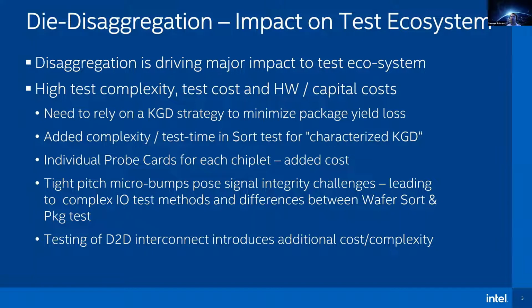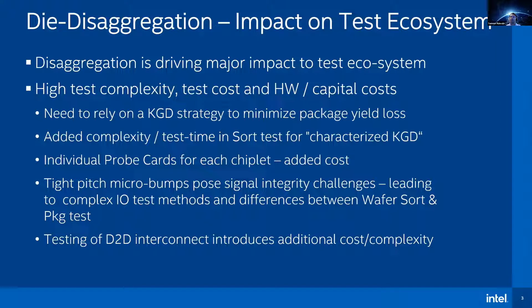You want to make sure that each chiplet is known good die so that you don't fail at the package level, and that's very expensive because you're throwing away the substrate and you're throwing away other die on the package as well. Lots of complexity to support this strategy of known good die. Lots of test time in wafer sort to do what we call, quote unquote, characterized known good die, and we'll talk about why we would need that and what are the complexities associated with that.